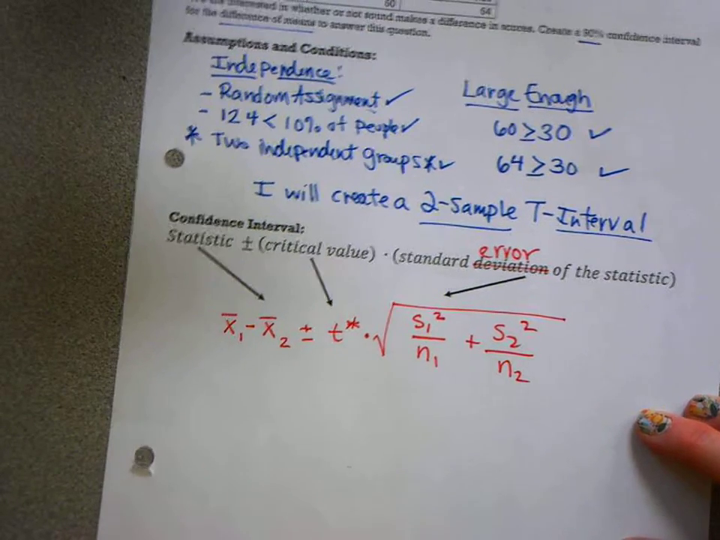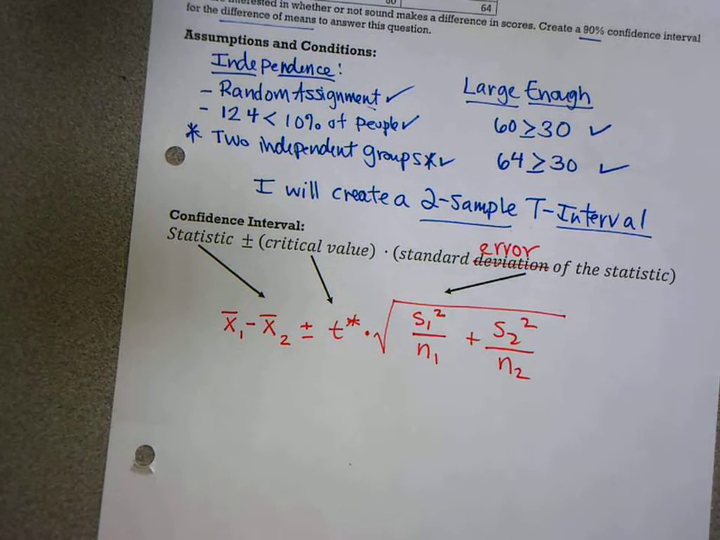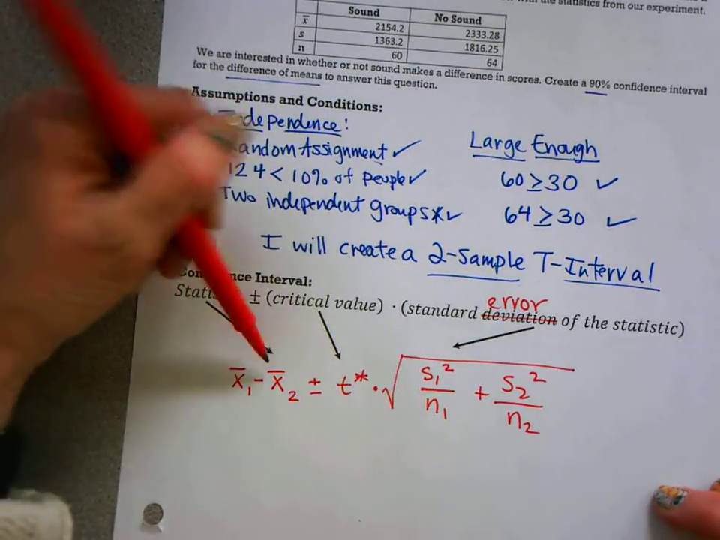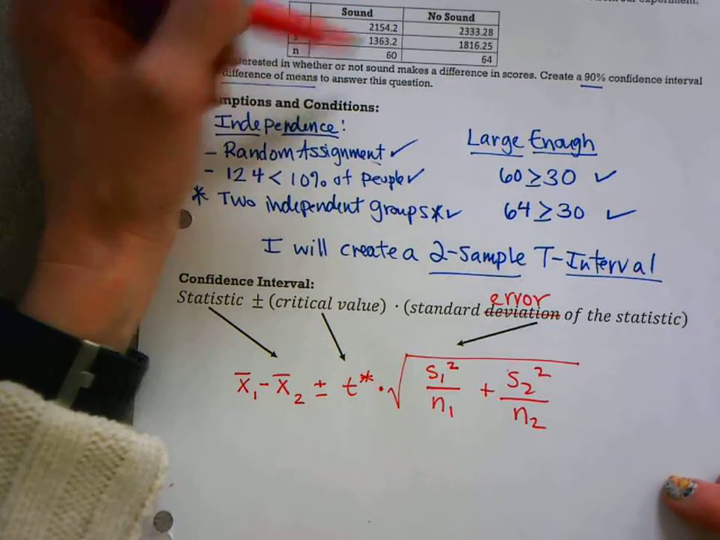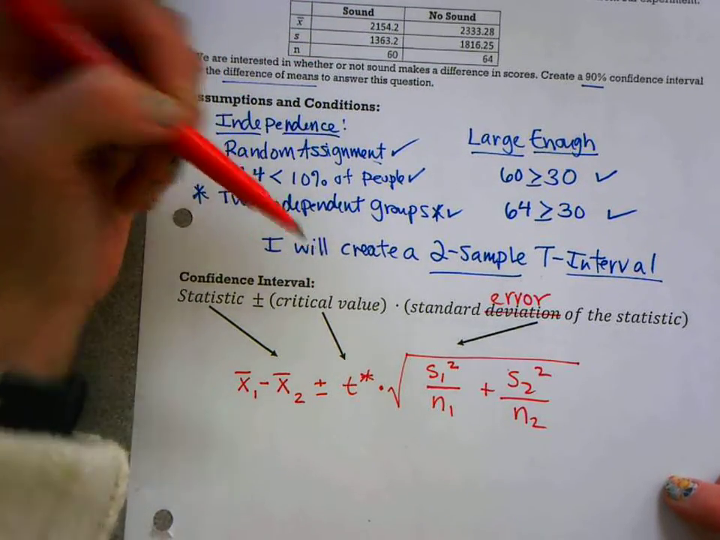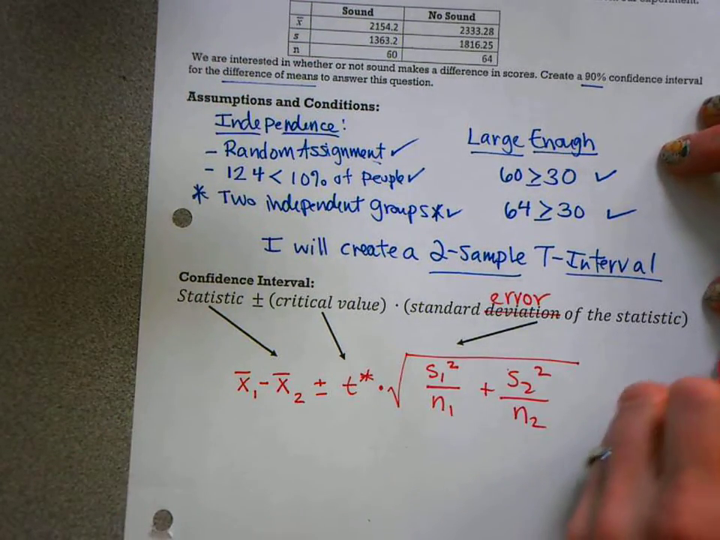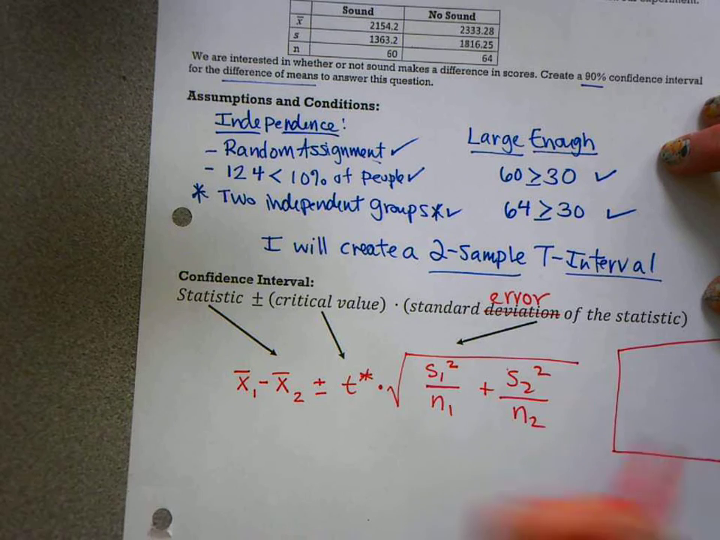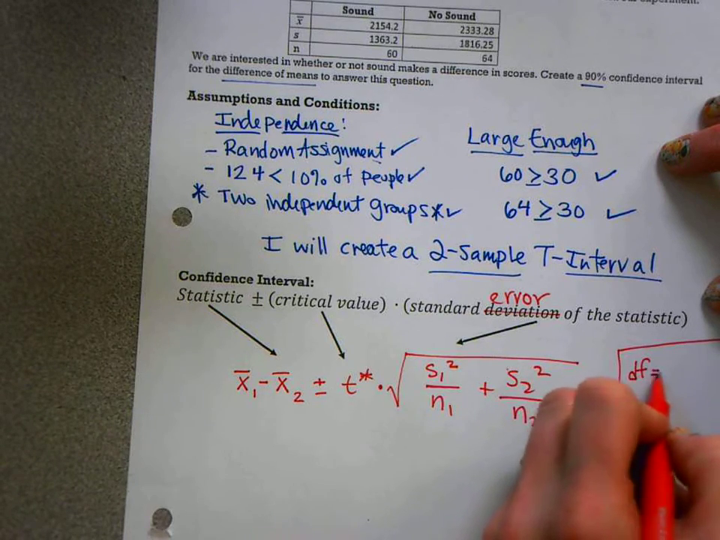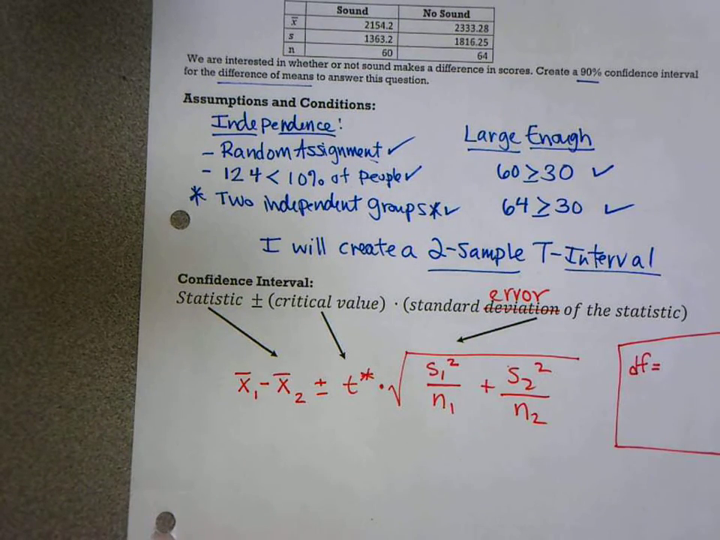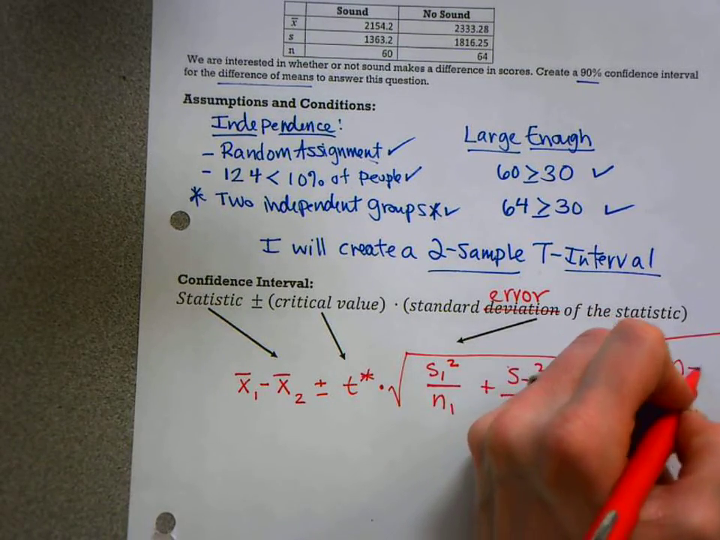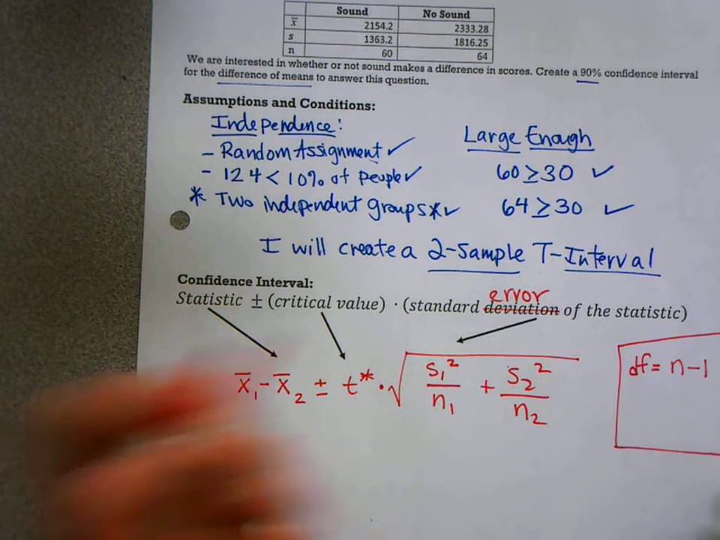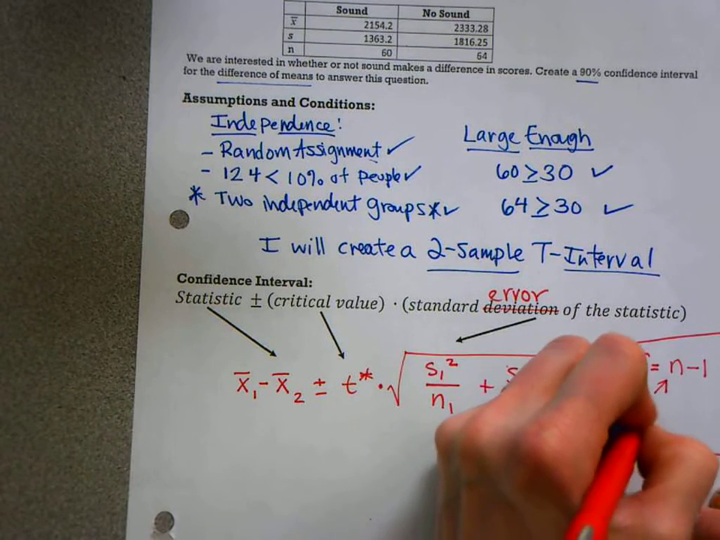All right, so pretty much everything is given up here. There's 1, 2, 3, 4, 5, 6, 7 numbers, and I have 6 of the 7 numbers up here. The only thing left is the t star, so this sidebar I definitely want you to write down, is how do we get degrees of freedom? So we can look it up in our chart. Degrees of freedom is usually n minus 1, but we have two n's, so what do we do with that? This n is going to be the smallest of the two n's.